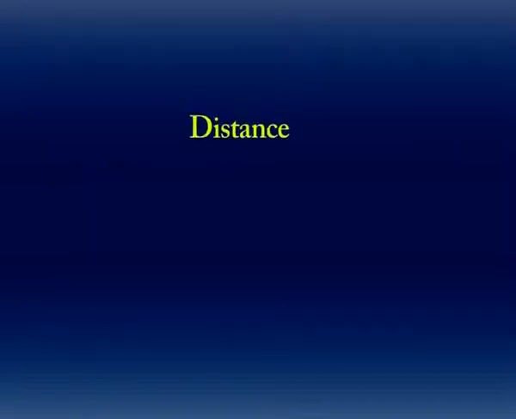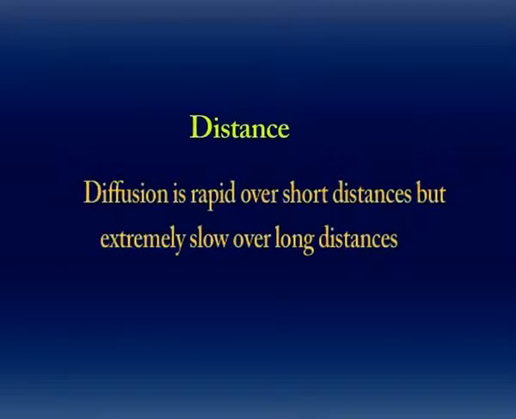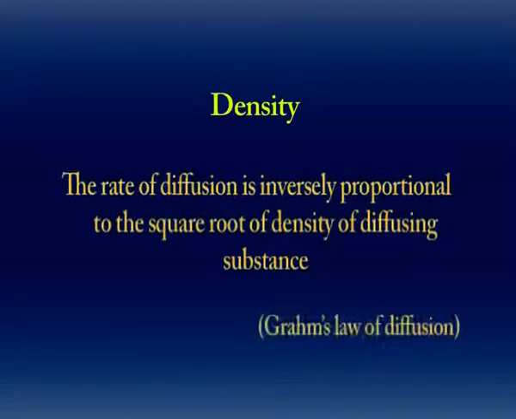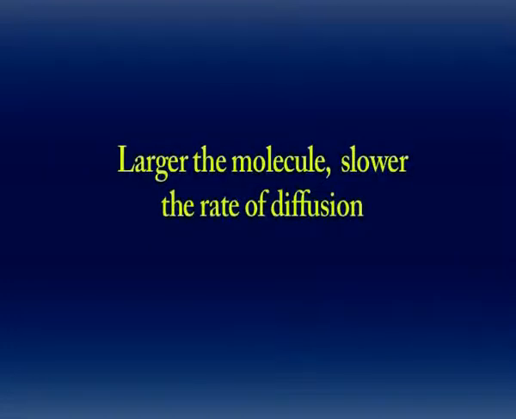The third one is distance. Diffusion is rapid over short distances but extremely slow over long distances. The fourth one is density. According to Graham's law of diffusion, the rate of diffusion is inversely proportional to the square root of the density of the diffusing substance, or we can say the larger the molecules, the slower will be the rate of diffusion.